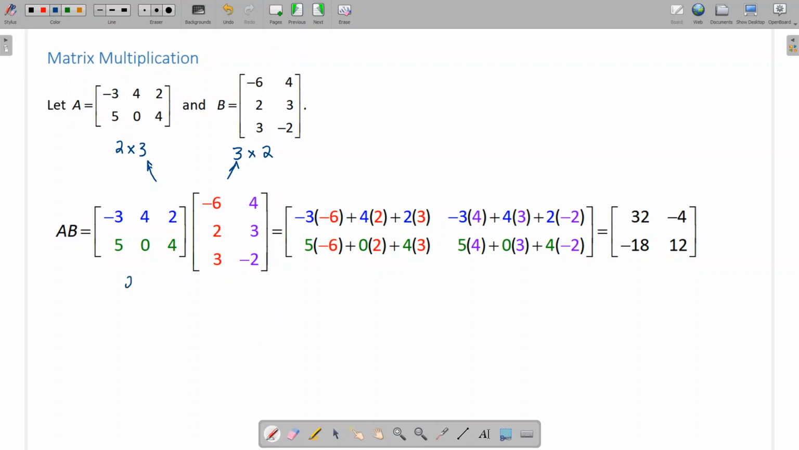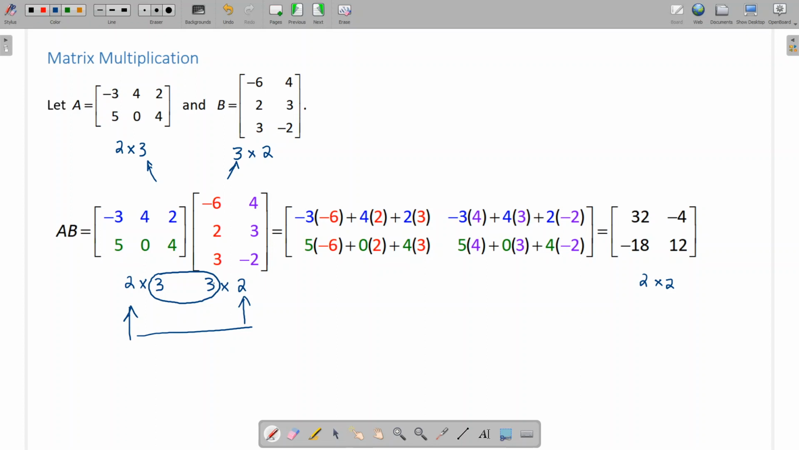Remember, we said this was a 2 by 3, and this is a 3 by 2. Whenever you're doing matrix multiplication, these two things have to match, and the resulting matrix you can see is a 2 by 2. It doesn't match the size of either one of the first two matrices. The resulting dimension will always be the number of rows of the first matrix by the number of columns in the second. So this is the resulting dimension of your product.